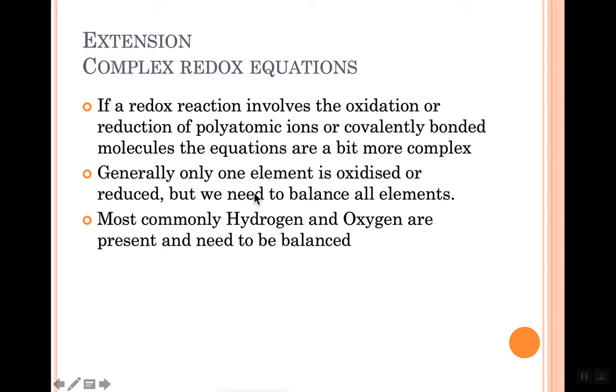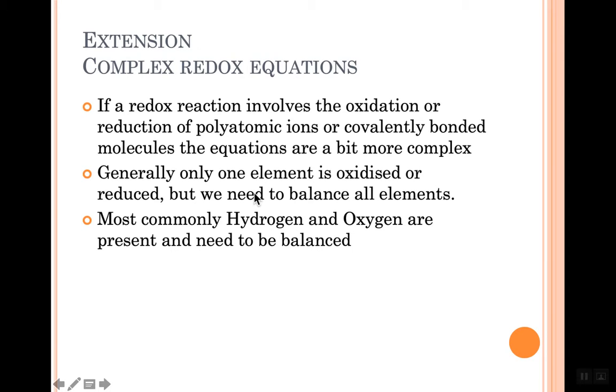So this is an extension on the redox video, looking at how we can balance some slightly more complex redox equations. Okay? And the reason we might need to balance a more complex one is because not all redox reactions involve ions that have only got one element in them. Sometimes they've got those polyatomic ions in them, or things which are covalently bonded. Okay? In those, generally we've only got one element which is either oxidized or reduced, but we need to balance all of them to get a balanced equation.